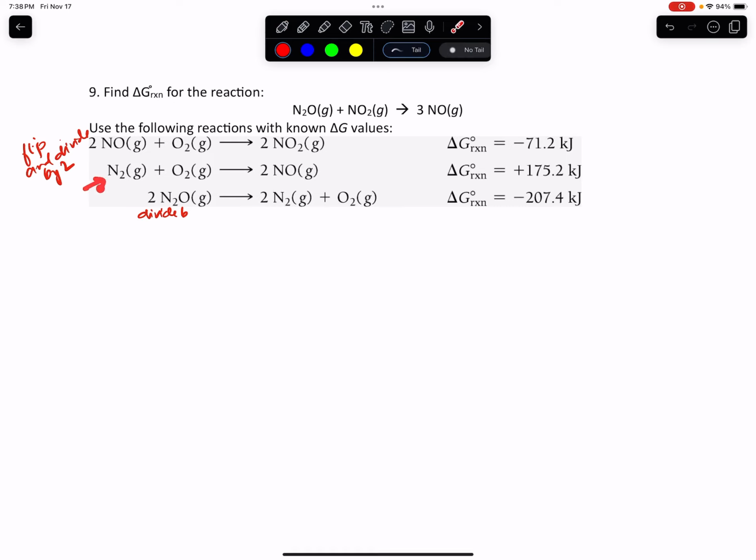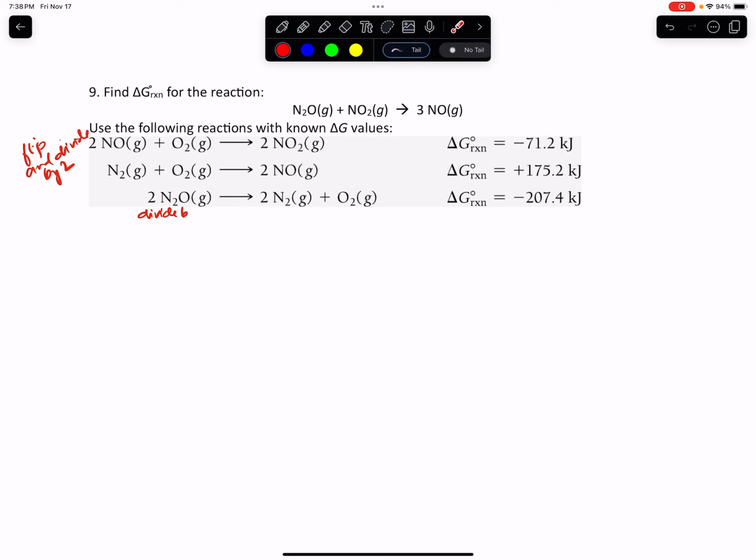If I look at the second reaction, I notice the N2 and the O2 don't have any correlation with this, but the NO is on the correct side. So we're going to leave that as is. All right, let's go ahead and apply that strategy.